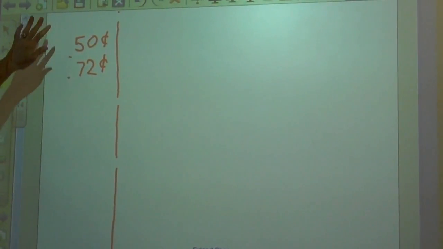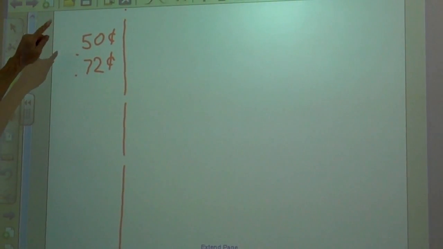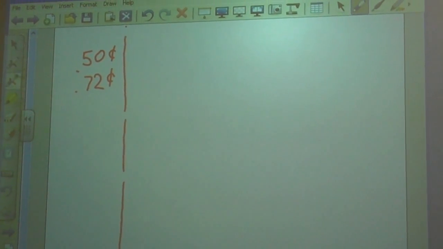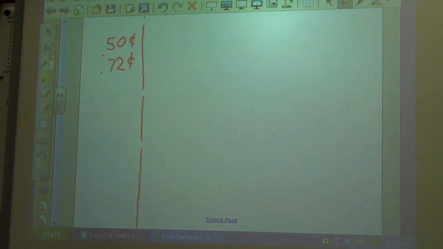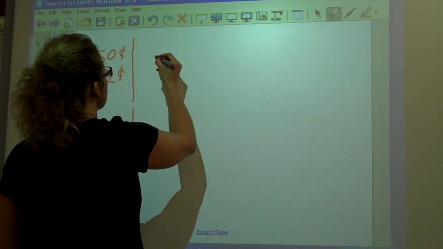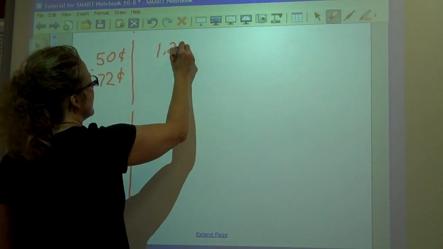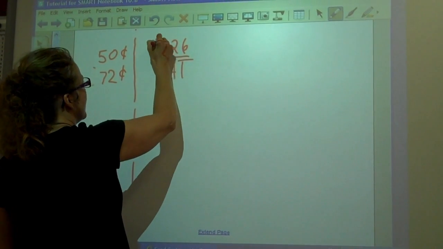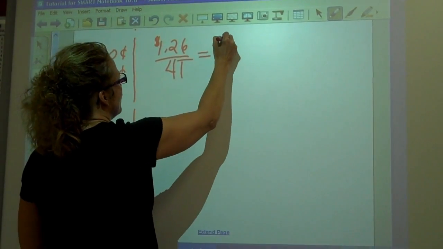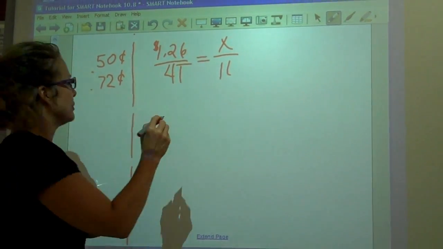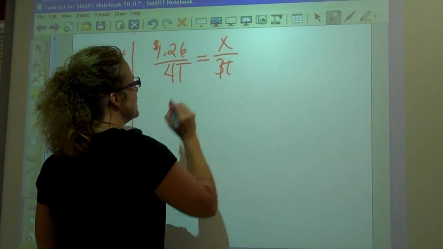So we've moved our list over here since this side of the board seems to like the projection unit better than the other. So right now we've got our brown sugar at 50 cents and our butter at 72. Now we need 3 teaspoons of cinnamon. The recipe says that cinnamon is $1.26 for 4 tablespoons. So this is money, and we need to know how much it costs for 3 teaspoons.